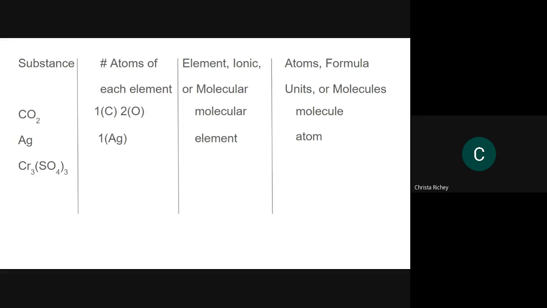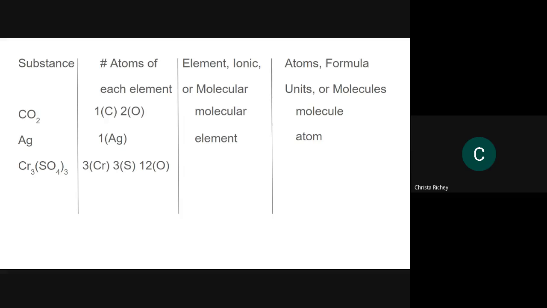Now we have chromium sulfate. I think that's supposed to say Cr2(SO4)3, but I'm not changing it right now. I don't want to confuse you. So, how many chromiums are in it? 3. Okay. You have 3 times 1, which is 3 sulfurs.